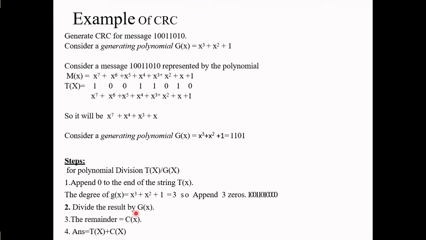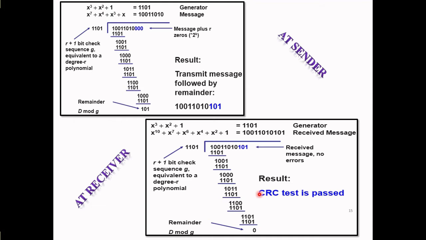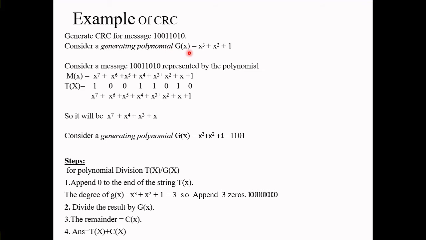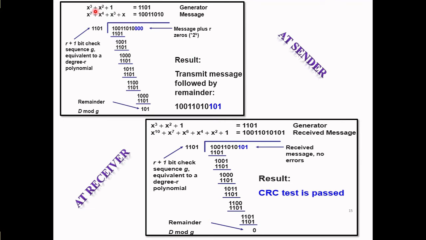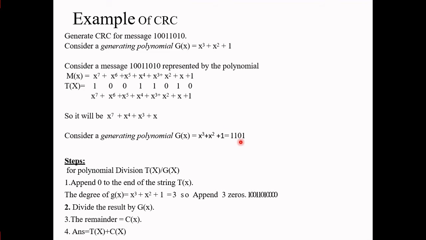Now after that, divide the result by G(x). So this string will be divided by G(x), which is 1101. We will get the remainder, which is C(x), and at the last we have to add T(x) plus C(x). C(x) is our remainder and T(x) is our string. Here we have x cube plus x square plus 1, which is our generator, which is given. According to x cube plus x square plus 1, we convert it to 1101. In this step, I have already explained it.